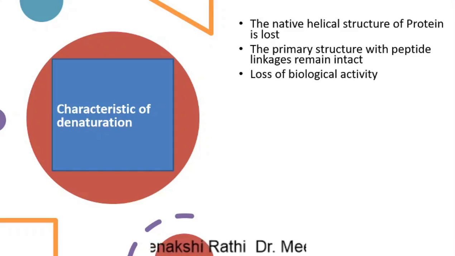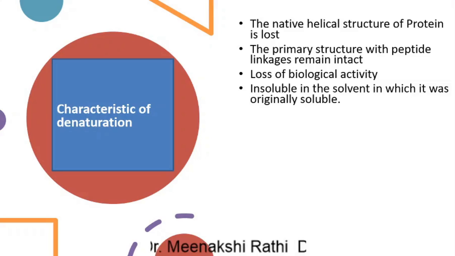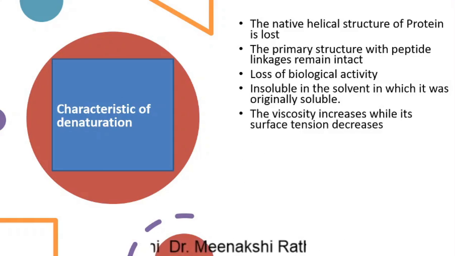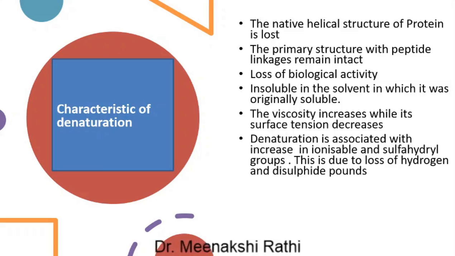The protein loses its biological activity after denaturation. Denatured protein becomes insoluble in the solvent in which it was originally soluble. Before denaturation, it is soluble in a particular solvent, but after denaturation, it won't be soluble in that solvent. The viscosity of denatured protein increases while its surface tension decreases. Denaturation is associated with an increase in ionizable and sulfhydryl groups. This is due to the loss of hydrogen and disulfide bonds.